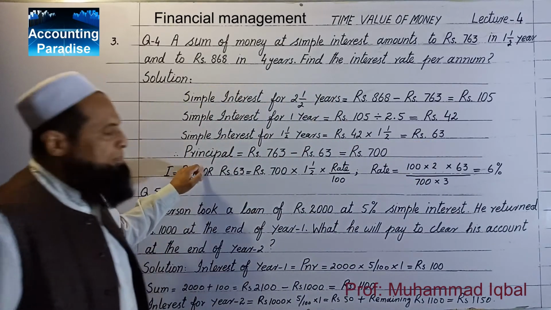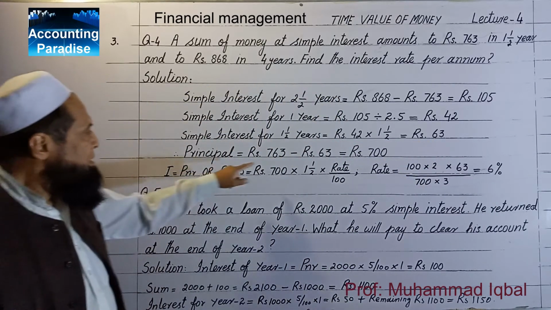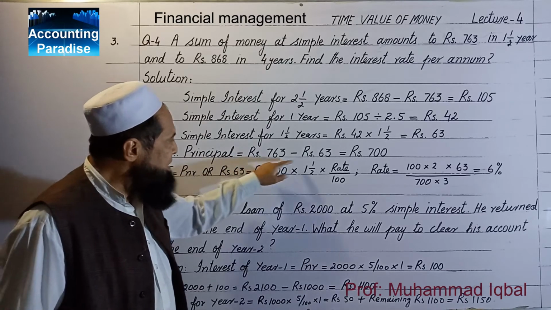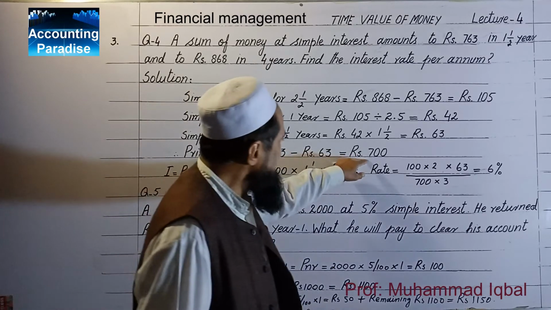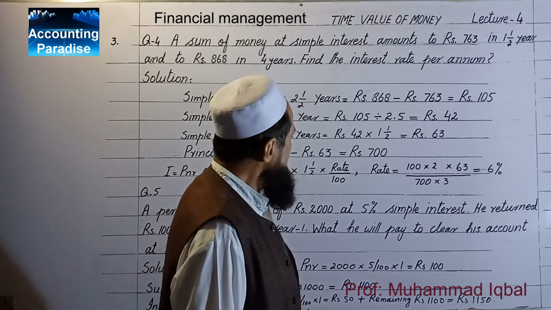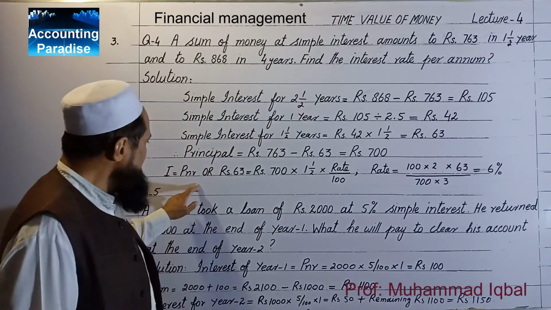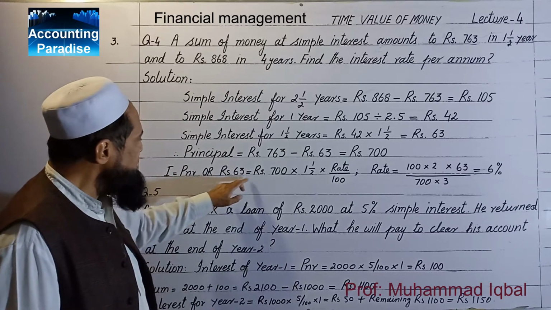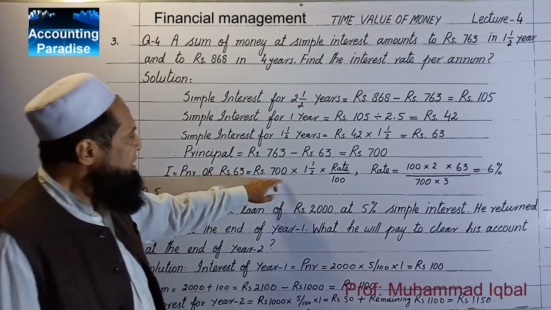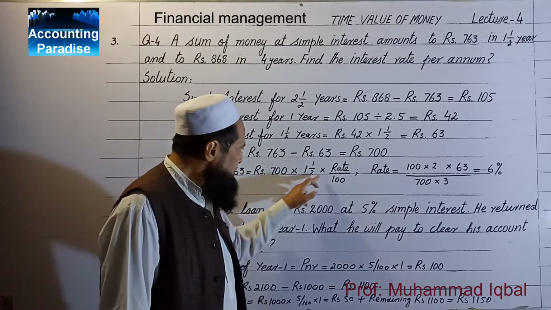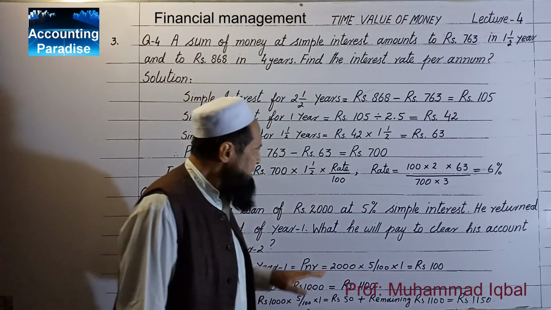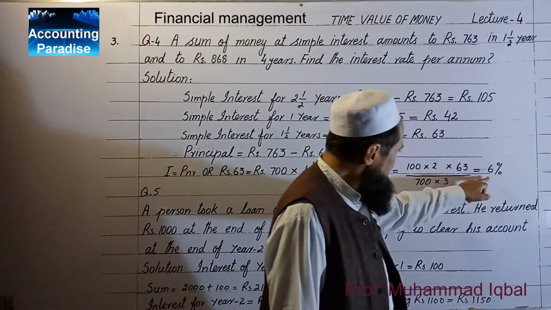Now we will calculate the principal. 763 minus 63 is equal to 700. This was the principal. Now we can calculate the rate. I is equal to PNR, or 63 is equal to rupees 700 into 1.5 years into rate over 100. Now the rate is equal to 6%.